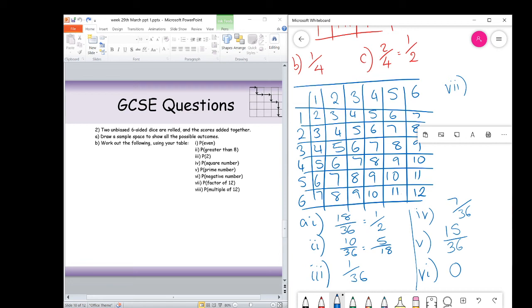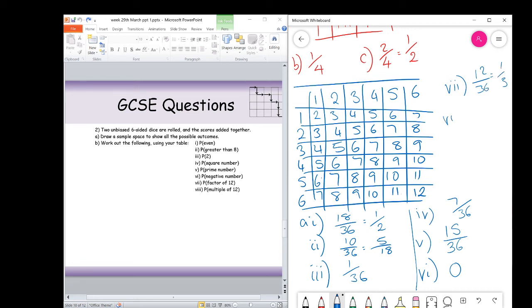I'm going to just go up here because I'm running out of space. A factor of 12. So factors of 12 are numbers that divide into 12 exactly. So that's going to be 1 and 12, 2 and 6, 3 and 4. Okay, so I've got 1, 2, 3, 4, 5, 6, 7, 8, 9, 10, 11, 12. So that's 12 out of 36. I can cancel that down to a third.